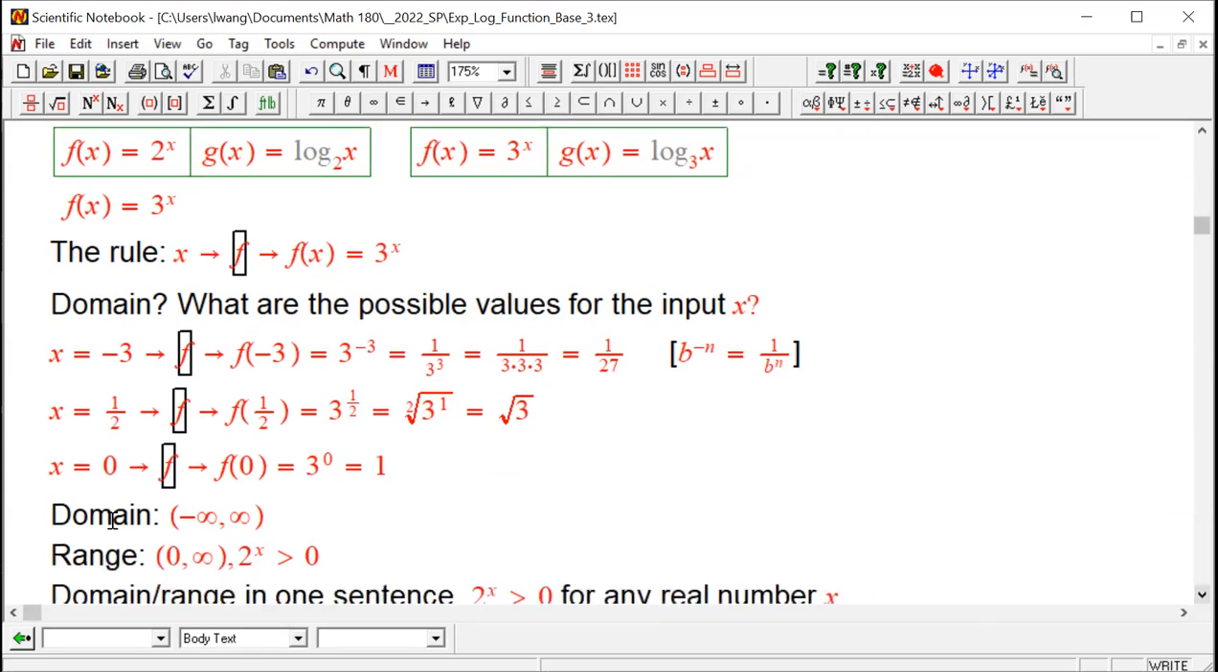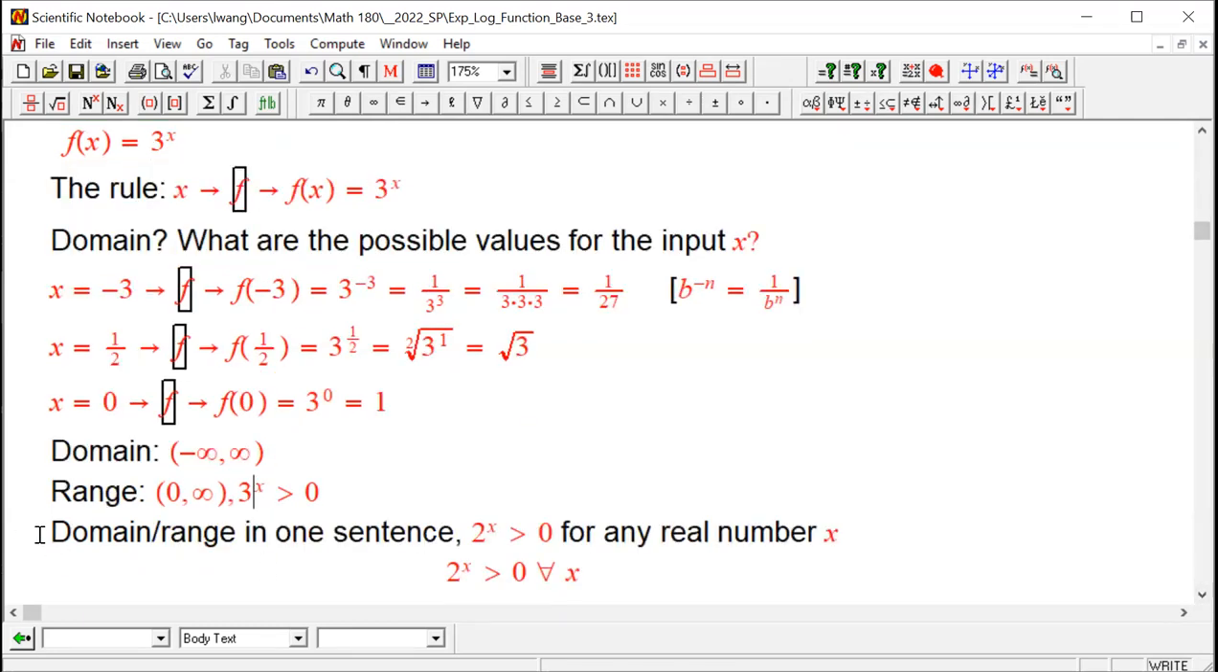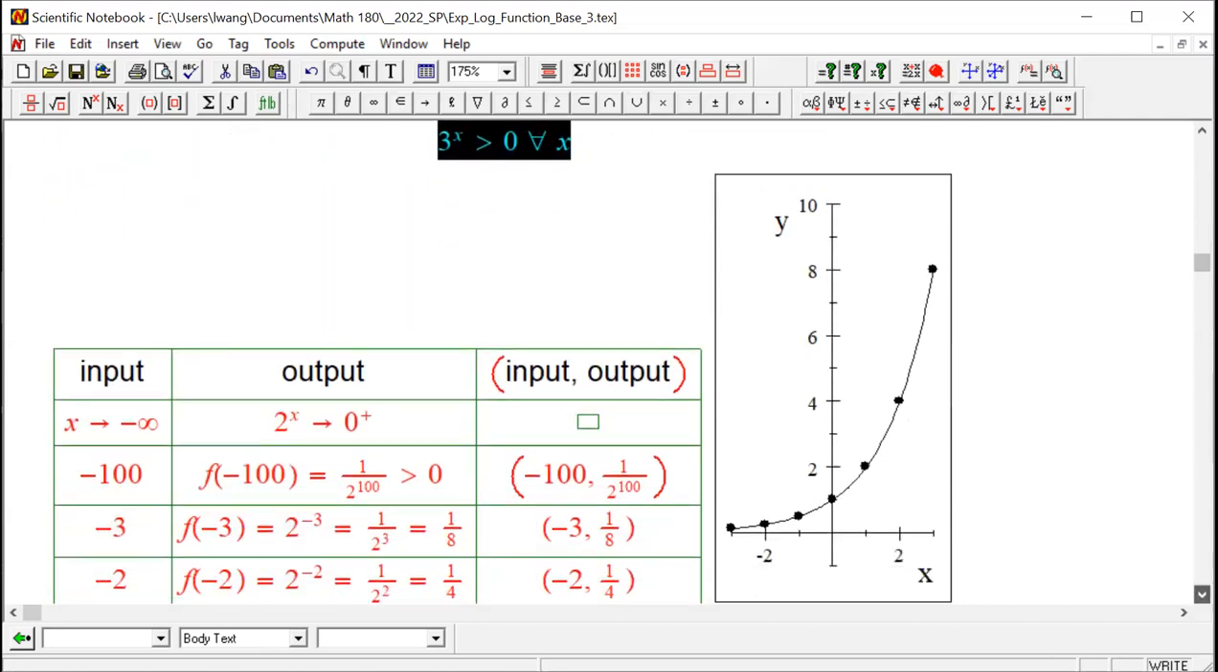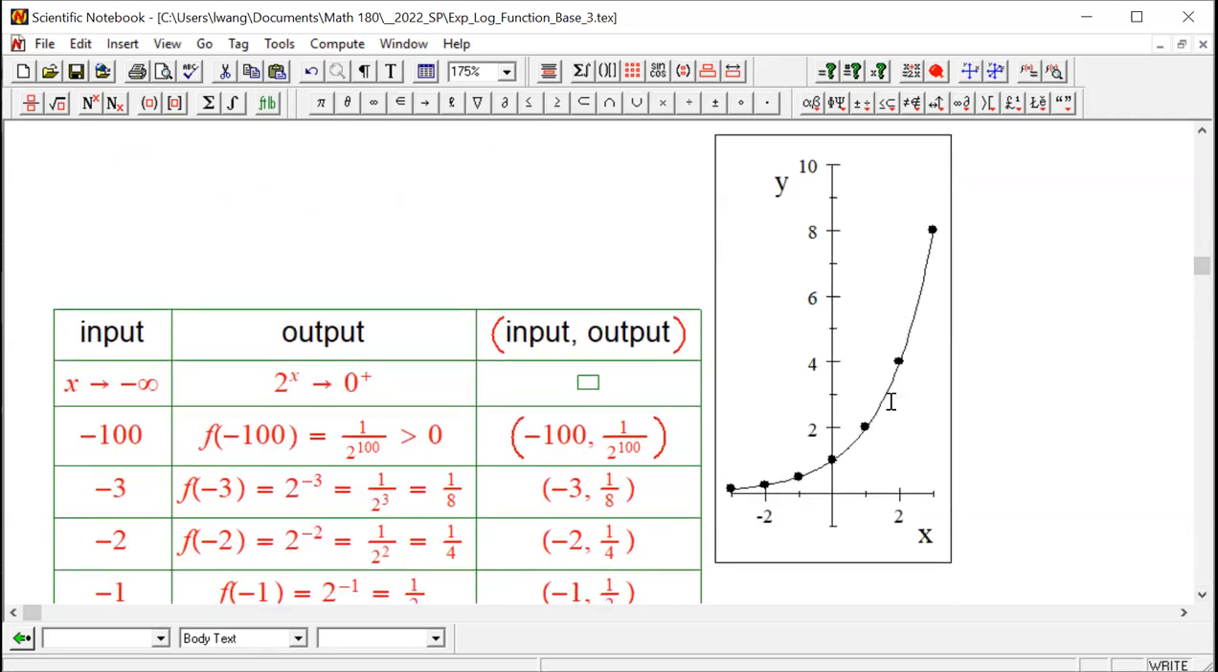And in terms of domain and range, the domain is all real numbers and the range is going to be 3 to the power x greater than 0. So domain and range is similar. Now, if we talk about one sentence about domain and range, it's 3 to the power x larger than 0 for any real number, or in short, 3 to the power x is positive for any real number x, shorthand notation. That's for base 3. Plotting points. Let's see how we're going to plot those points. We already have 2 to the power x for base 2. For base 3, what is going to happen?